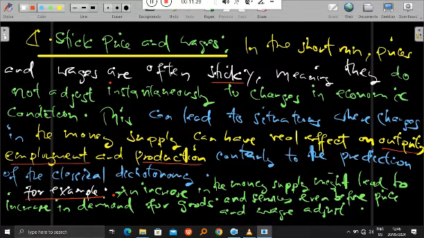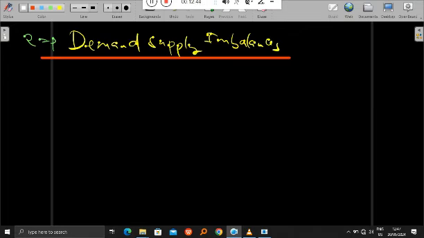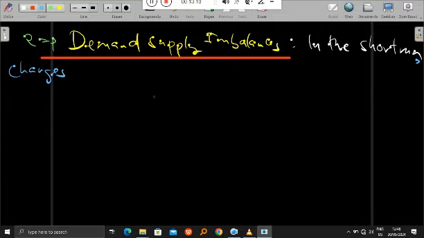An increase in the money supply might lead to an increase in demand for goods and services. Many people will want to buy goods and services, and since there is a large circulation of money in the economy, the demand for goods and services increases. And this increase happens even before prices and wages are adjusted.